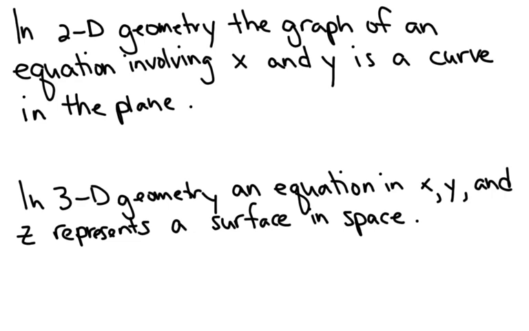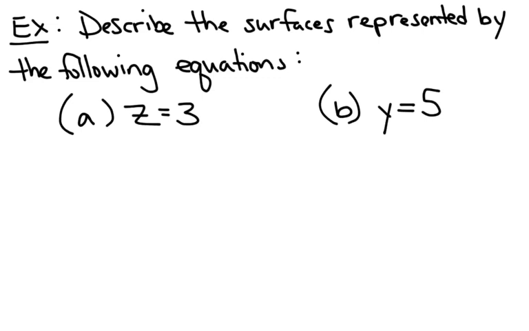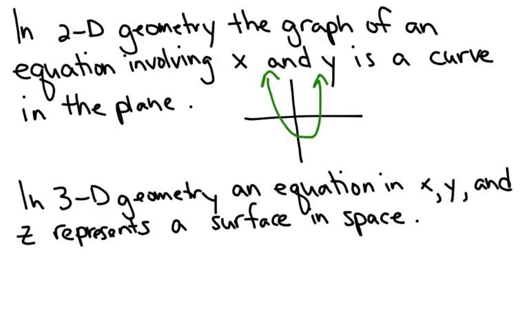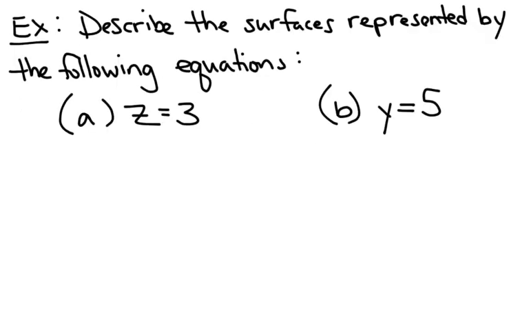In 2-dimensional geometry, the graph of an equation involving x and y is a curve in a plane. So if you draw a coordinate plane here, we draw quadratics or linear equations, cubic equations. In 3-dimensional geometry, however, when you graph an x, y, and z equation, it represents a surface in space, like a plane. And in geometry, we learned about this thing called a plane. It kind of looks like a sheet of paper floating in space.